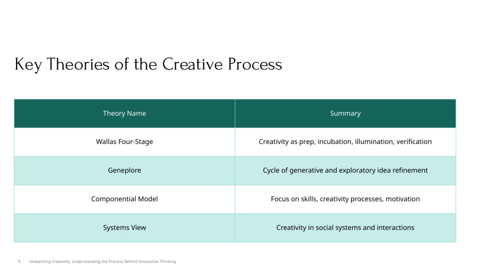Finally, the systems view looks beyond the individual and sees creativity as a product of social systems and interactions. It suggests that creativity is influenced by cultural, social, and environmental factors. Together, these theories give us a well-rounded understanding of creativity, from internal cognitive processes to external social influences.